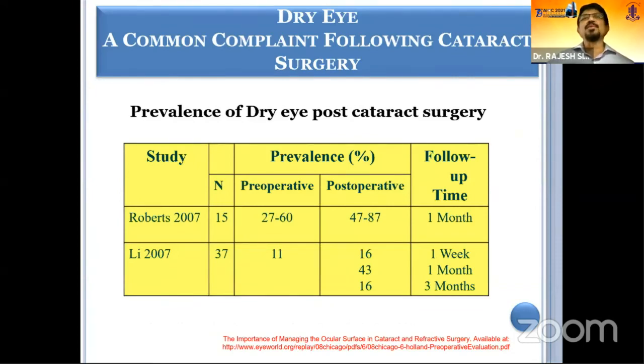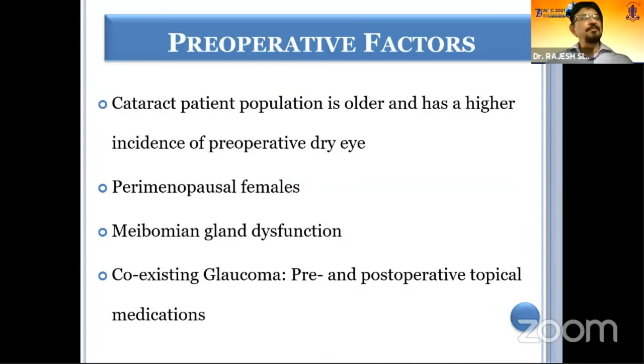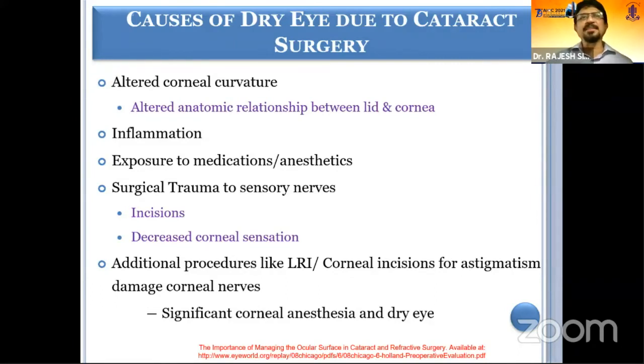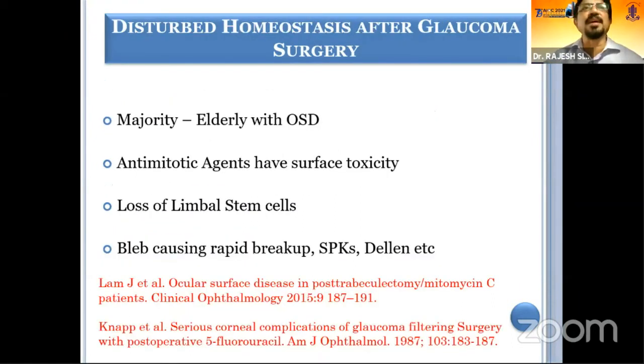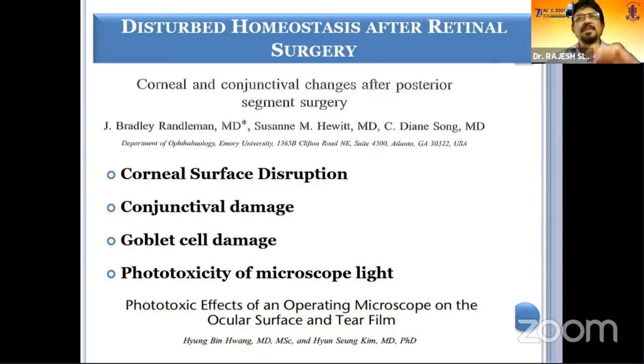Cataract surgery can also lead to dry eye because of so many factors. There are some preoperative factors: the cataract patient population is old, has a high chance of preoperative dry eye, perimenopausal females, MGD, coexisting glaucoma, taking anti-glaucoma medication. And then when you do cataract surgery, you alter the corneal curvature, cut the nerves. You want to have the best results, so you want an arcuate incision, which can further cut the nerves, and all these factors can lead to dry eye. Then following glaucoma surgery, again, there are various factors like you use antimitotic agent. There can be blebs that can cause disruption of the tear film and tear surface.